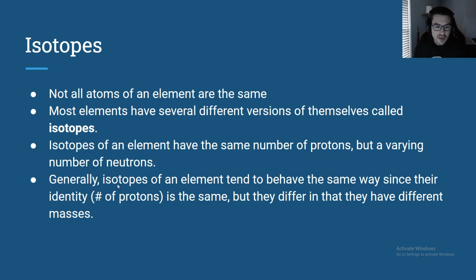Generally speaking, isotopes of an element tend to behave the same way. So different isotopes of different elements usually don't alter how the element behaves, but they can differ in some way, all right? And that's because of the fact that they have a different mass, right? If you have more neutrons, you're going to weigh more than if you had less.